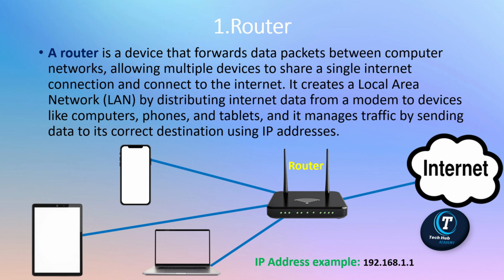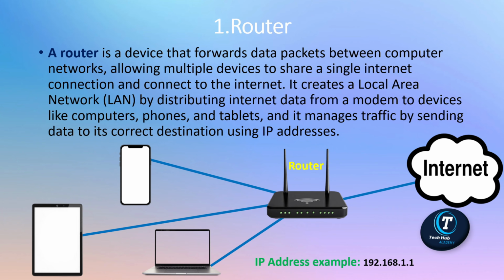Number 1. Router. A router is a device that forwards data packets between computer networks, allowing multiple devices to share a single internet connection and connect to the internet. It creates a local area network by distributing internet data from a modem to devices like computers, phones, and tablets, and it manages traffic by sending data to its correct destination using IP addresses.